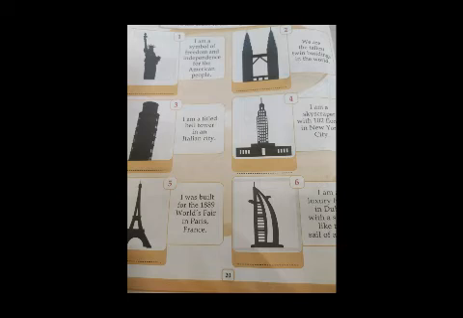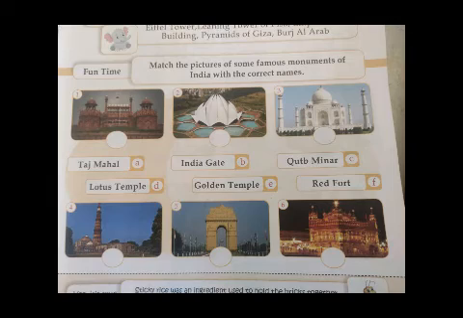Now see the next part, that is the fun time part. In the fun time part, they have given us pictures of some famous monuments of India to match with the correct names. Famous monuments means a memorial, a statue or any structure or building which is very famous. So we have to match with the correct names. Now see the first image.